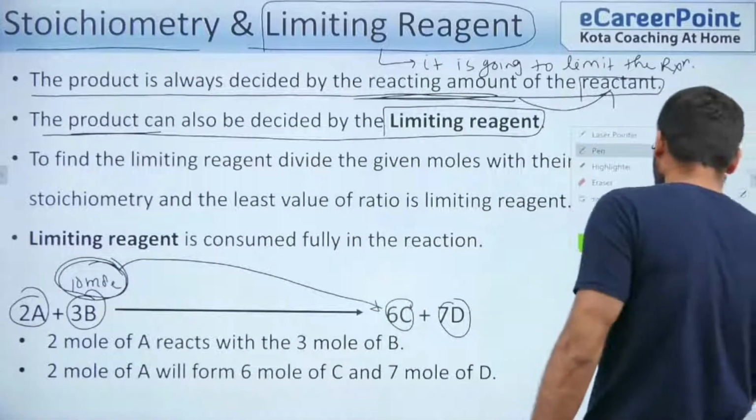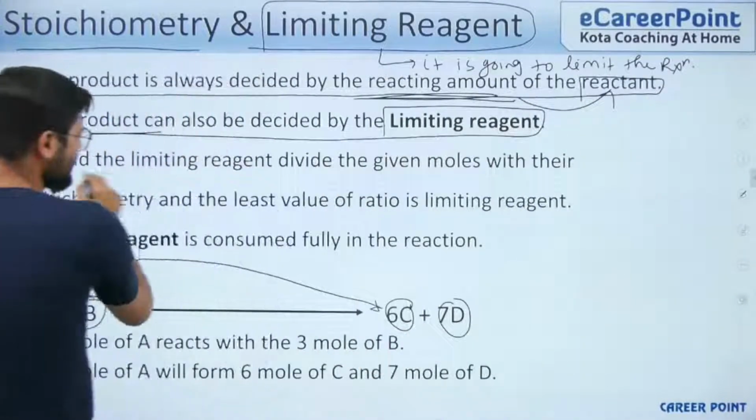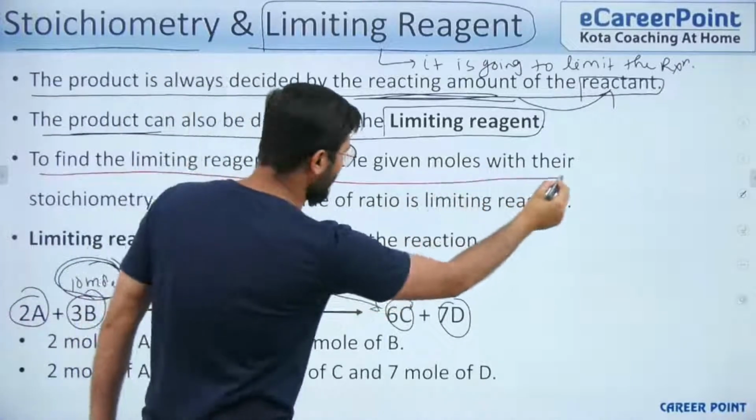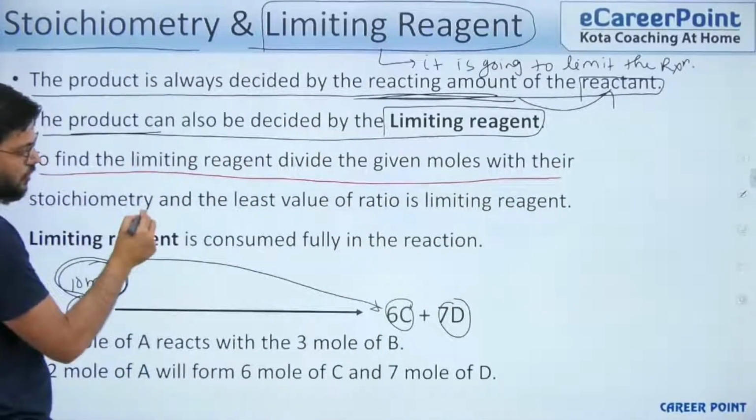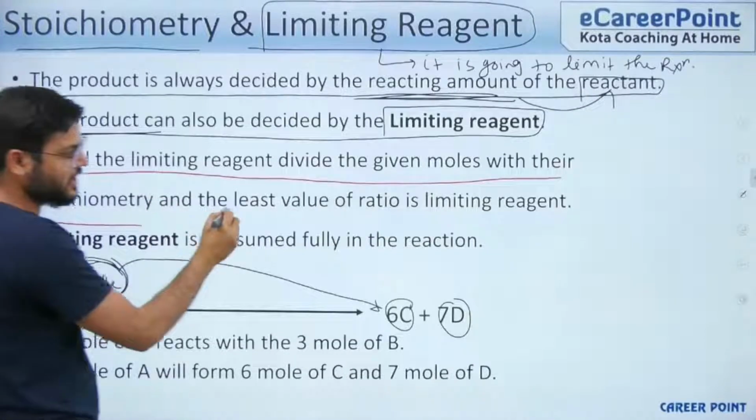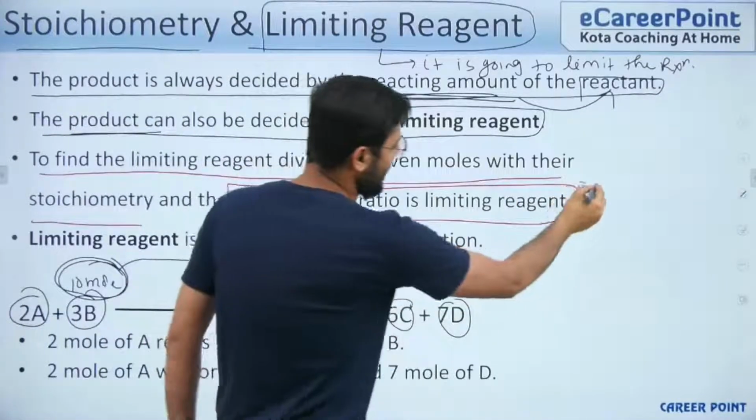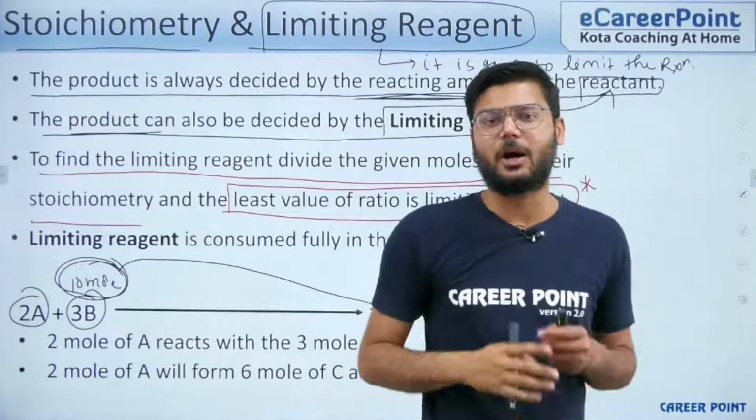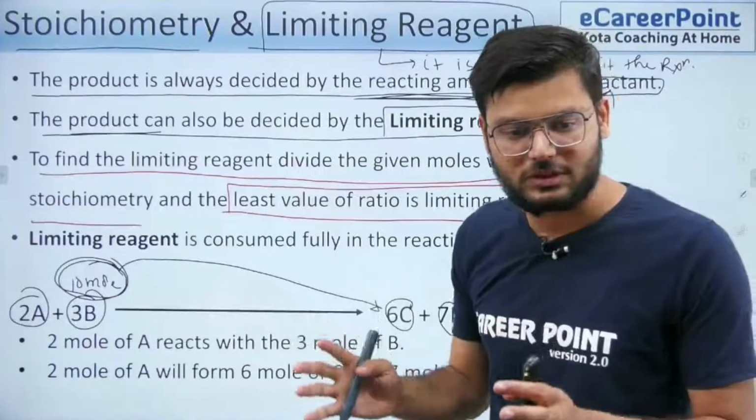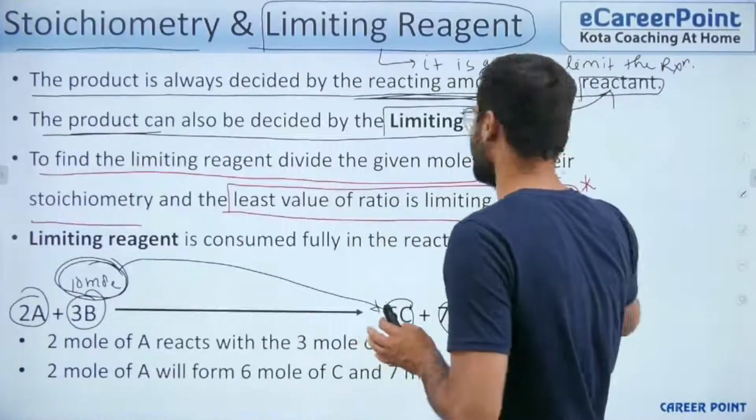So let's move forward. Now in this, to find the limiting reagent, divide the given moles with their stoichiometry. The least value of ratio is the limiting reagent. What it is saying is that you have been given the amount of the compounds and you need to divide them by the stoichiometry. How?